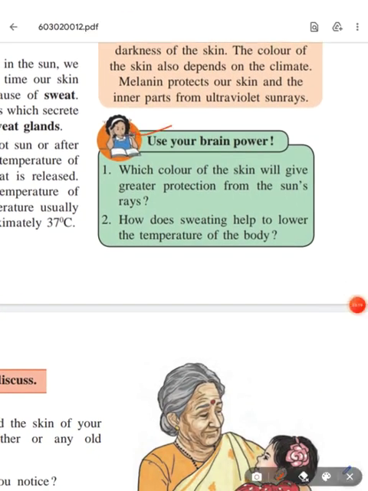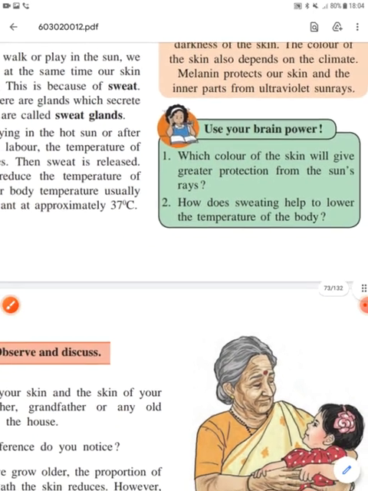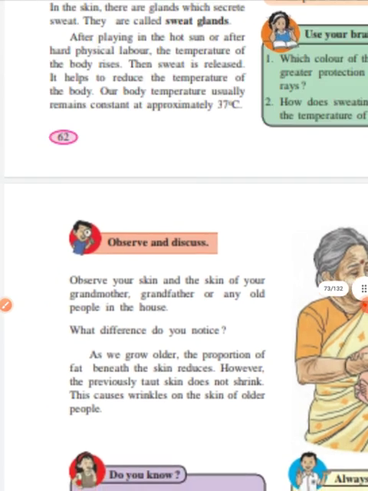Use your brain. Which color of the skin gives us greater protection from the sun's rays? How does sweating help to lower the temperature of the body? Use your brain and give the answer in the comment box.